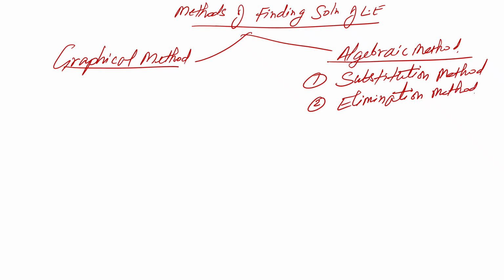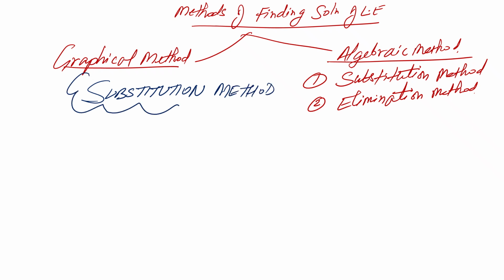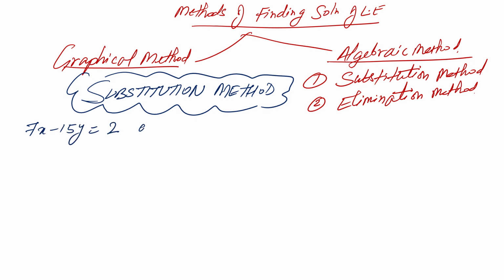तो करंटली हम सब्स्टिट्यूशन मेथड देख रहे हैं. ठीक है, इसको बहुत अच्छे से समझेंगे. देखो, we have a pair of linear equations. Let's say 7x minus 15y equals to 2 and x plus 2y equals to 3. Let this be equation number 1 and this be equation number 2.